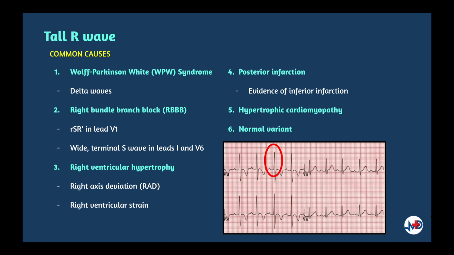Right ventricular hypertrophy, where there's right axis deviation and right ventricular strain. Posterior infarction, seen by evidence of inferior infarction. Hypertrophic cardiomyopathy, and also it could be a normal variant.